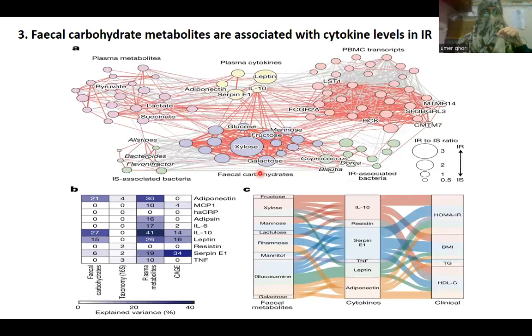So, moving to the next slide. This slide shows the fecal carbohydrate metabolites that are associated with the cytokine levels in insulin resistance. From the cross-omics correlation-based network analyses, it could be seen that fecal carbohydrates were strongly tied with both bacteria and host insulin related signatures, especially cytokines, suggesting that these metabolites are the hubs of the host microorganism network in insulin resistance. The most pronounced association was between the fecal carbohydrates and cytokines.